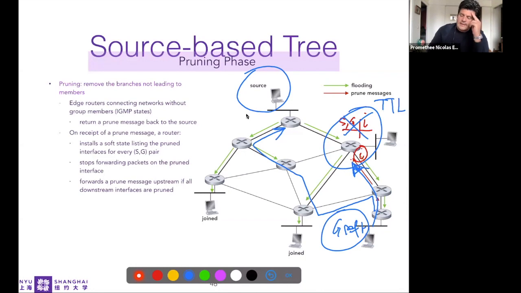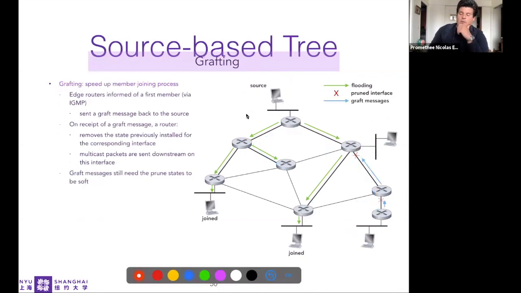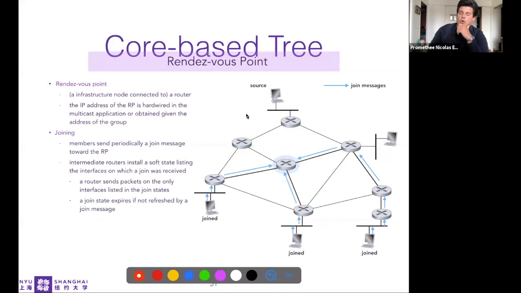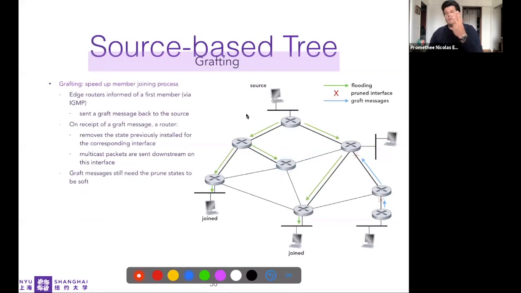So given what we just said about the source-based trees, as you may see, the source-based tree has two phases. First phase, we flood everywhere. Then we clean by putting states thanks to the prune message. We wait for the TTL. At some point, the TTL expires. I flood again, then I prune again. So you see there are multiple cycles where you go through periods of flooding, pruning, flooding, pruning. And those are timed because of the TTL.